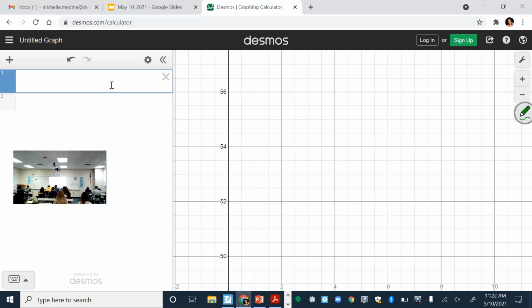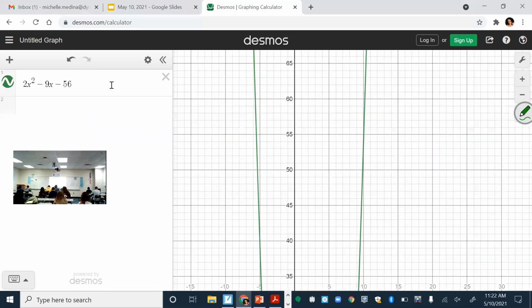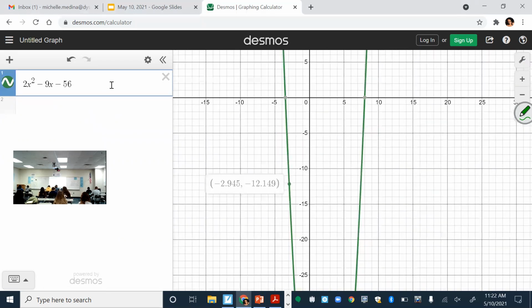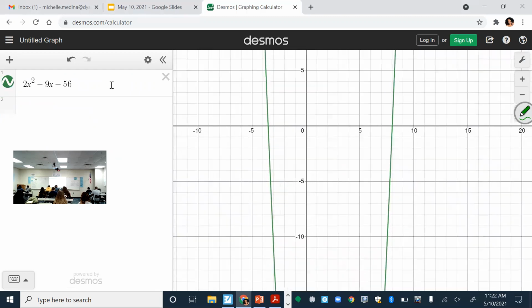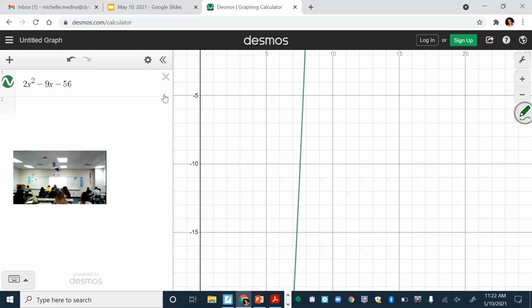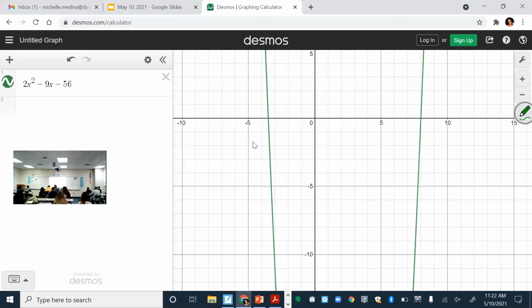So it's 2x squared minus 9x minus 56. All right, so here's my parabola. Gonna see where it crosses the x-axis because that's where the solutions are. And I have two options. I have negative 3.5 and 8.